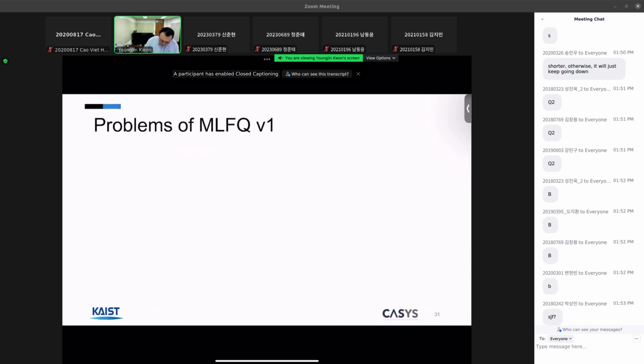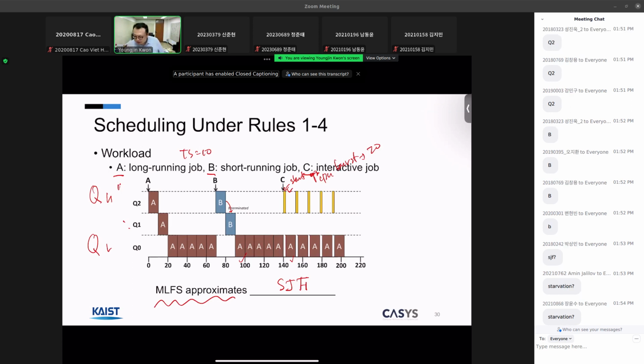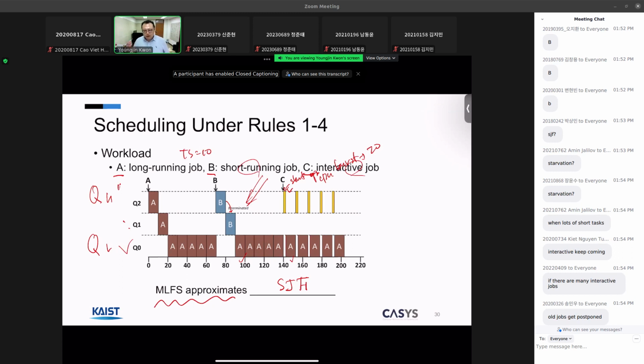Then problems. Looking at this diagram, what kind of problem can you imagine? Starvation. When starvation? Short interactive tasks or short running jobs keep coming, then A has no way to get scheduled. There is the priority-down rule, but this MLFQ is still similar to the original priority scheduler, which is not free from starvation. So that is the starvation problem. One more problem. What kind of problem can you imagine? This is a bit tricky.